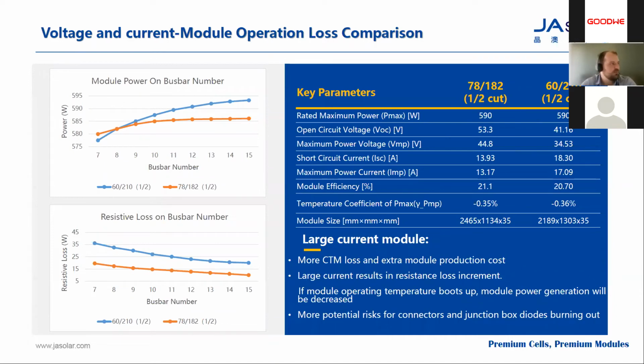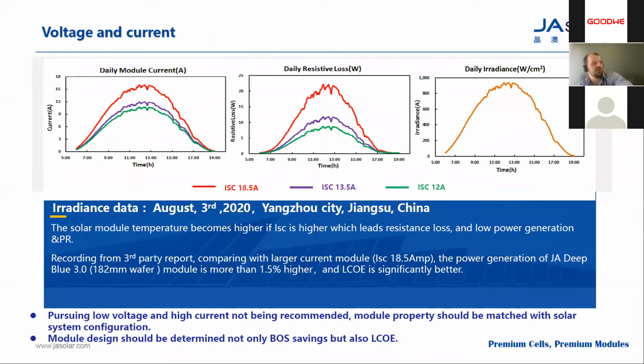So here's some more voltage and current information, just some key parameters on our larger modules, say the 590 watt, open circuit voltage at 53.3 volts, and then for the 210 cells, 41.16. Now, considering the voltage and current, if you have a look at some of the charts, you can see if you take the daily irradiance, it matches perfectly to daily module current and daily resistive losses on our larger cells.